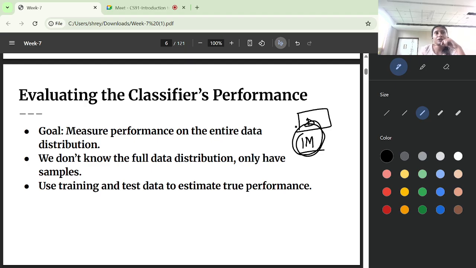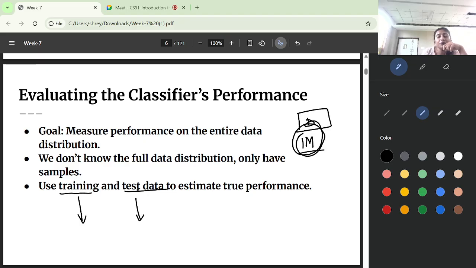Sometimes data is so representative of the true distribution that your model is very good. Sometimes you are biased or the variance is high in the data. In those cases, it cannot represent the true distribution. So when we don't know the full distribution, we only have samples ultimately. Samples can be good, samples can be bad. So, using the training and test data to estimate true performance, you find here two terms, training and testing data. First we divide the whole data into two parts. First is training and second is testing.